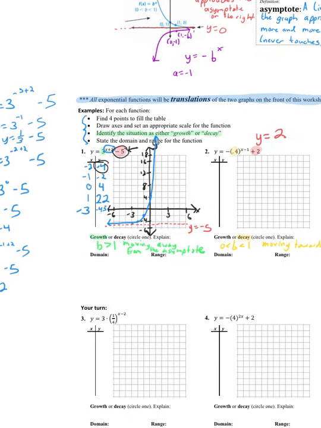The last part, identifying domain and range. One of the nice things about these functions is the domain for any exponential function is always going to be all real numbers, -infinity to +infinity. All x values should work. I can plug in whatever I want for x, negative, positive, 0, doesn't matter. Okay. The range is going to be a little trickier.